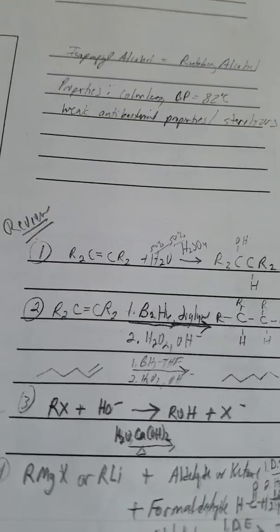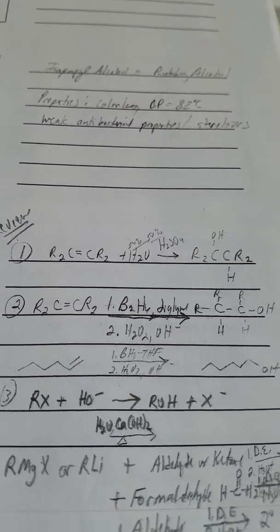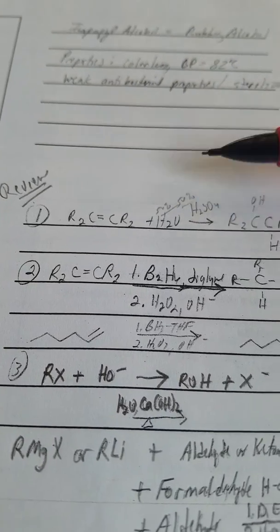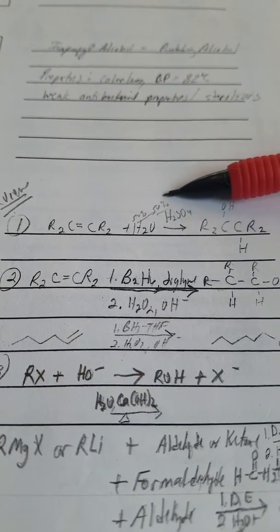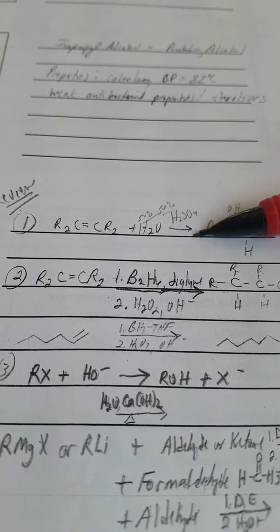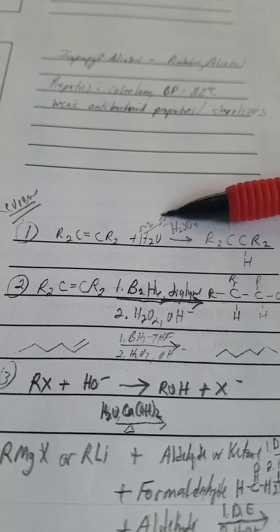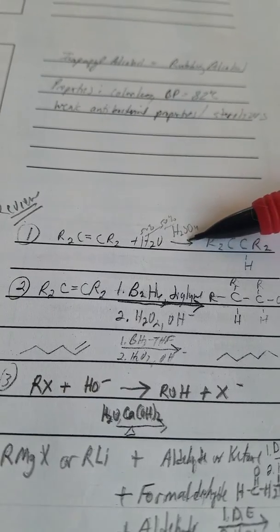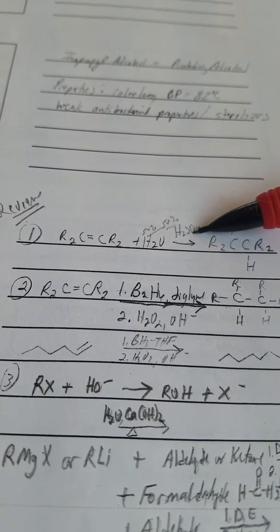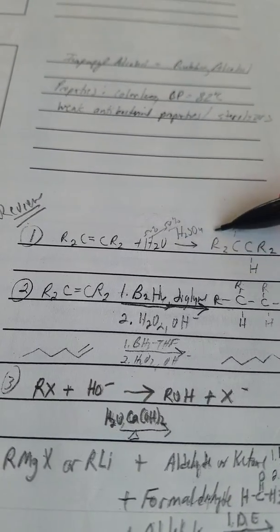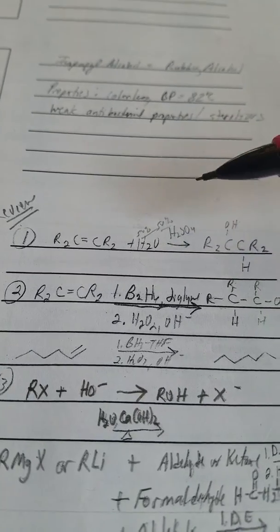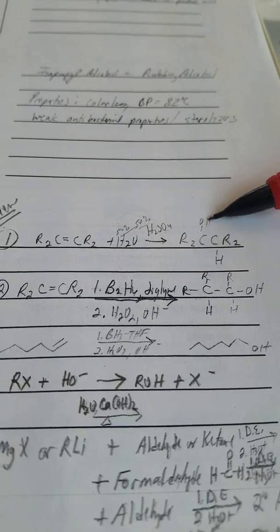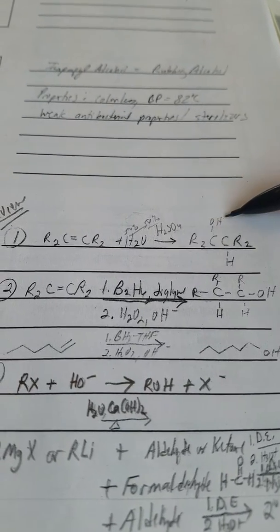So the first one is the hydration of an alkene. So you'll take your alkene, you'll react it with your acid and water. So a diluted form of acid, basically. I think that's what we called it when we did it before. 50% alcohol, 50% sulfuric acid, 50% water, and you'll make your alcohol in that form.